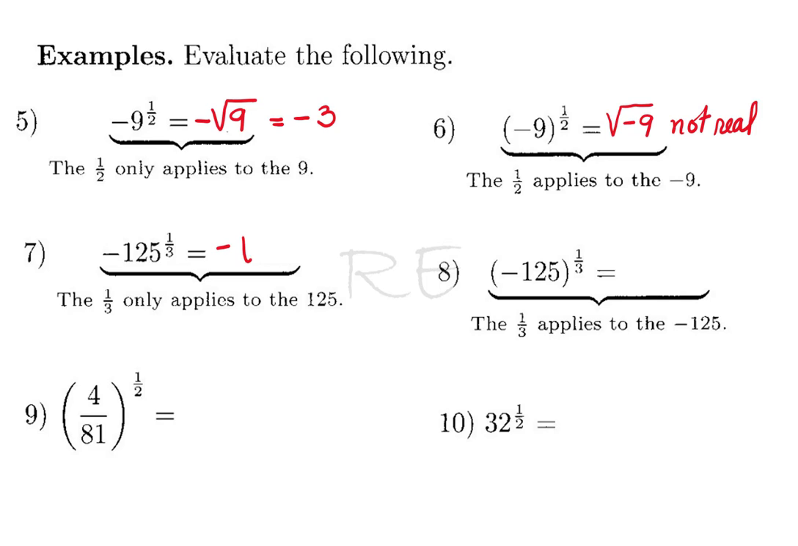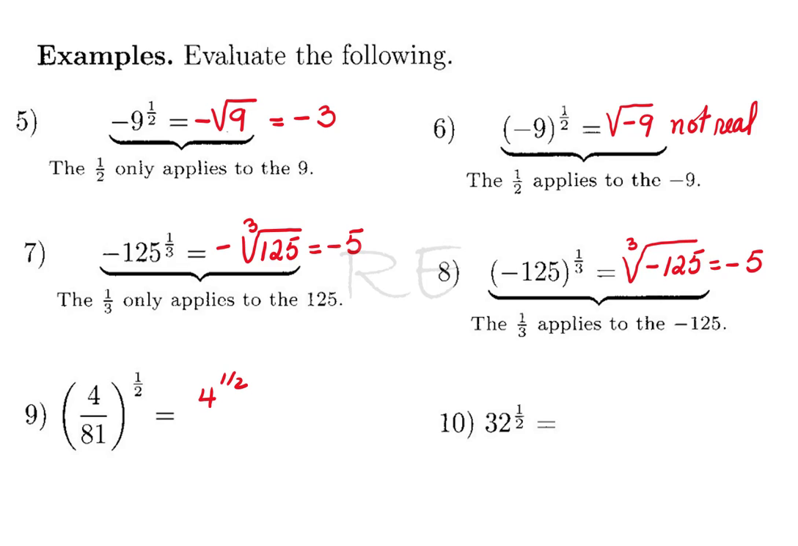-125 to the 1/3. The negative sign only applies to 125, so it's going to be minus cube root of 125, which is negative 5. With the parentheses, 1/3 applies to negative 125, so it's the cube root of negative 125. But the index is odd, and we get negative 5. In other words, it's negative 5 times negative 5 times negative 5.